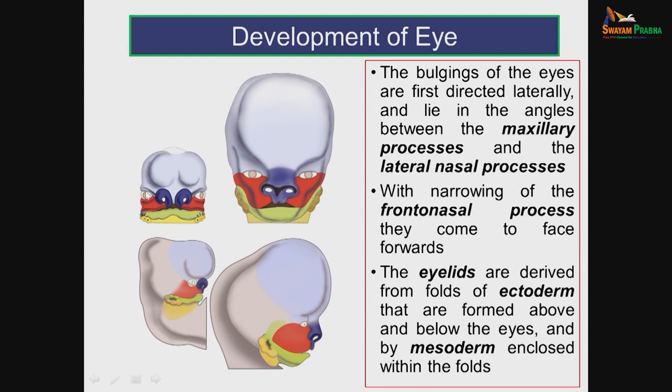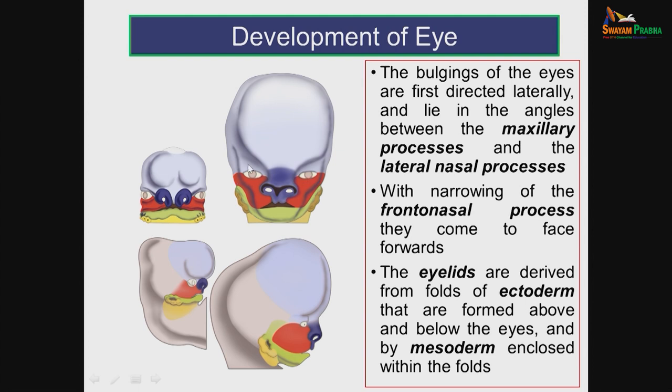So initially the developing eyes are directed laterally. Then there is going to be narrowing of the frontonasal process because of the development or growth of the maxillary process. Because of this, the eyes which were directed laterally come to face forwards.